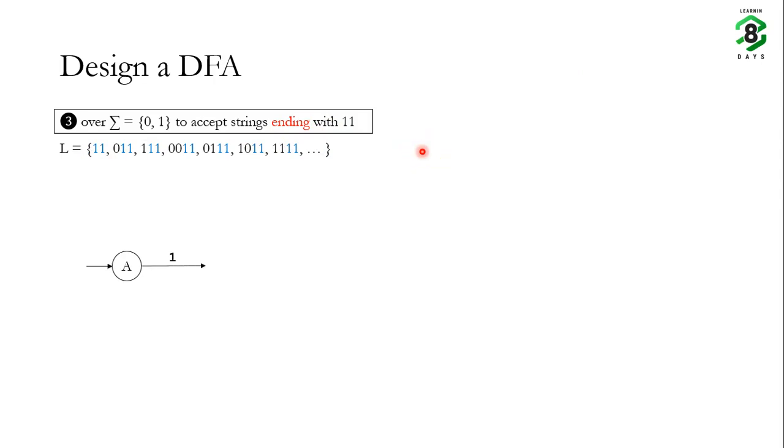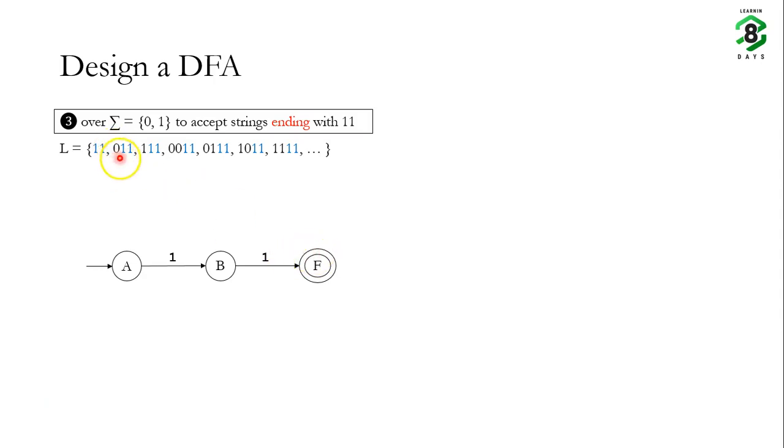Starting from the initial state A, if we get a 1, we go to another state B, and in state B, if we get a 1, we go to the final state F. Now let's complete the machine. In state A, what will happen if I get 0? That means the string is starting with 0. Is it possible for us to find a string starting with 0 but still acceptable to the machine?